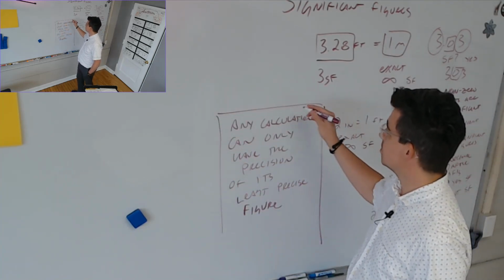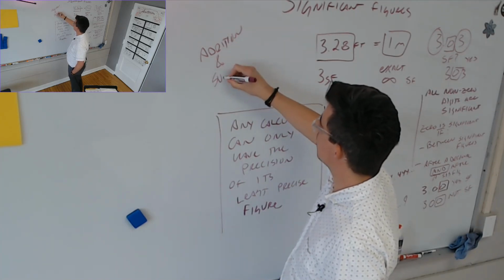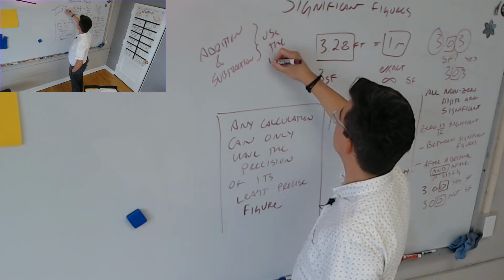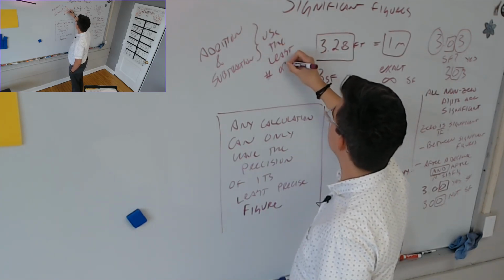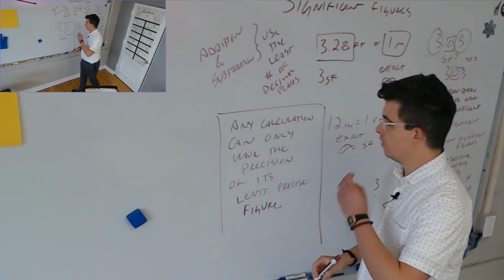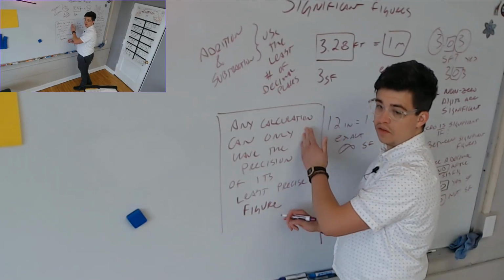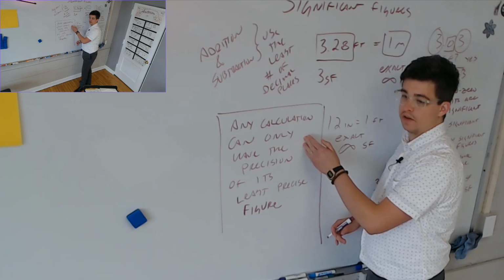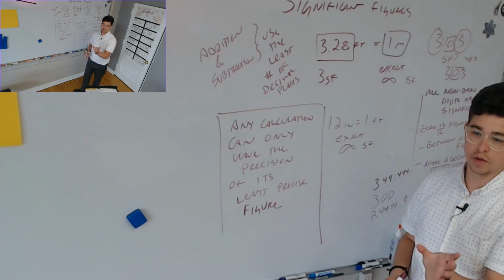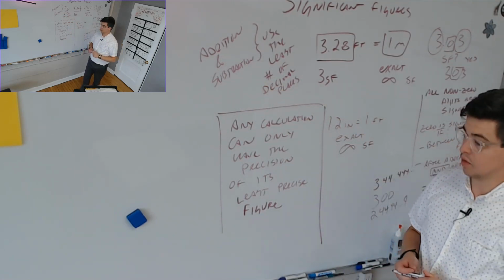When we're doing addition and subtraction, and this comes up quite a bit less frequently, for addition and subtraction, use the least number of decimal places. This is still true for it. We just think about precision in a different way for addition and subtraction. For multiplication and division, we think about it in just straight up number of significant figures. When we're doing addition and subtraction, we're thinking about number of decimal places.